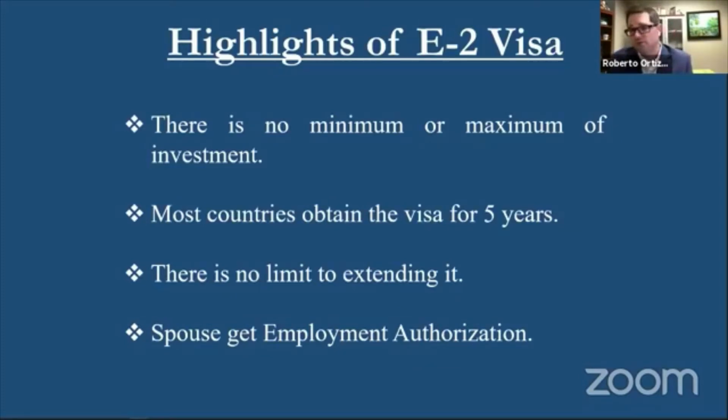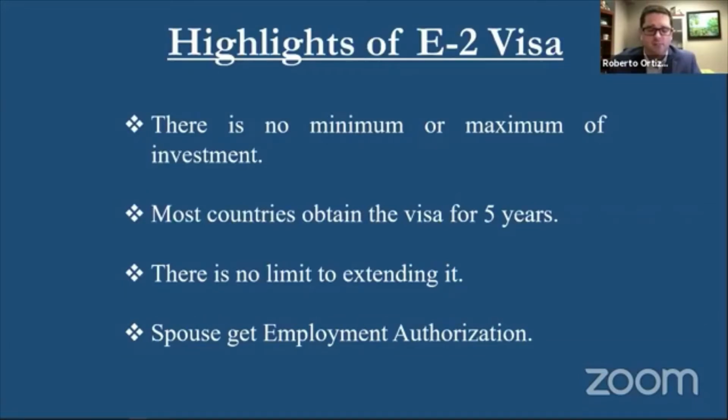Also, E2 manager is another type of E2 that is also allowed, as long as the E2 manager is from that country. And then we have to determine whether it's going to be in the same investment, or whether we're going to do two different investments, one for the family and one for the young man or young woman that is over 21. As you can see in the slide, the spouses of the E2 get employment authorization. And this is very tricky and very smart.